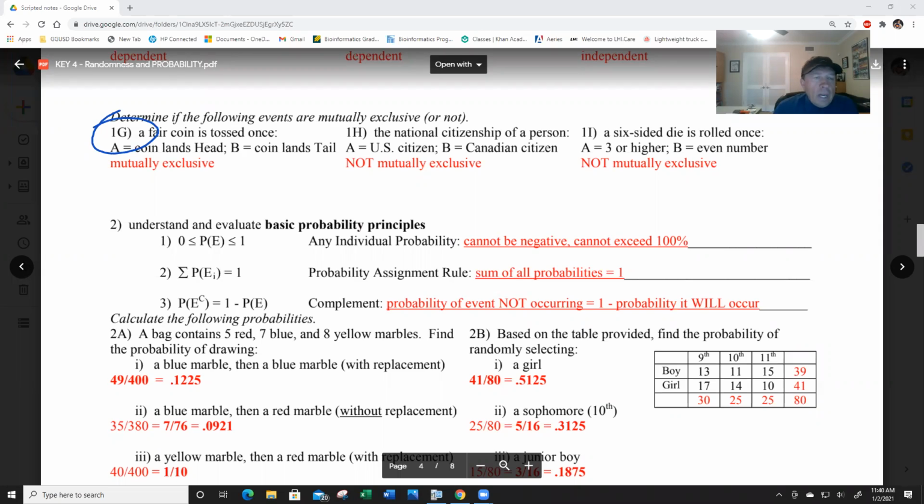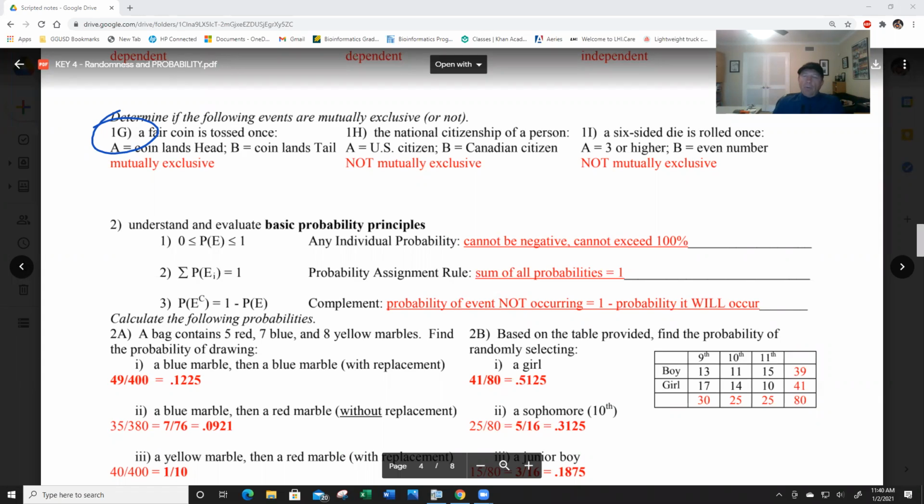A coin lands on heads, B coin lands on tails. Can those happen at the same time, A and B? They can't. So they are mutually exclusive, okay? Event A is a US citizen, B is a Canadian citizen. Those can happen at the same time.